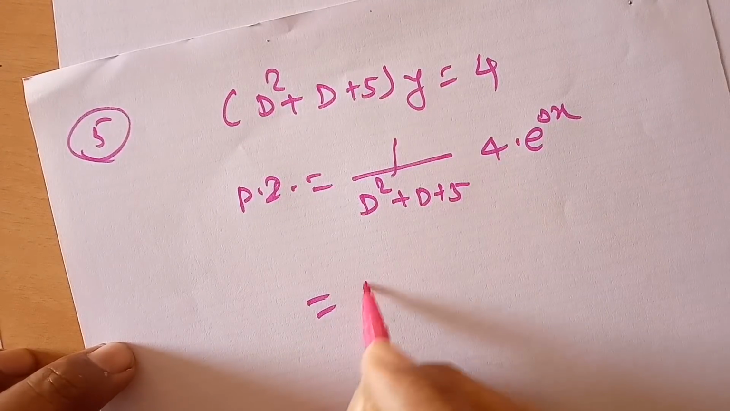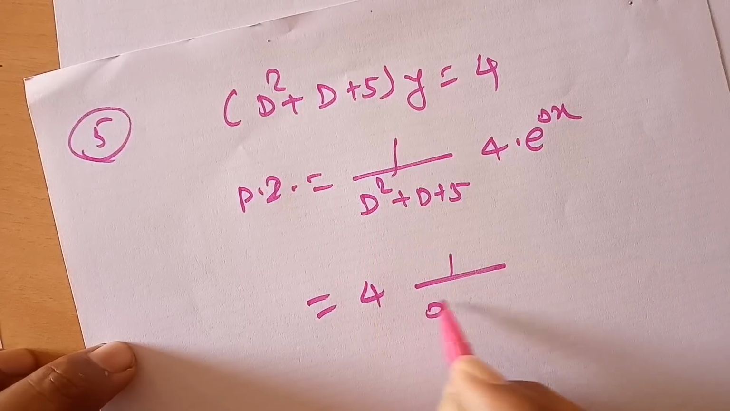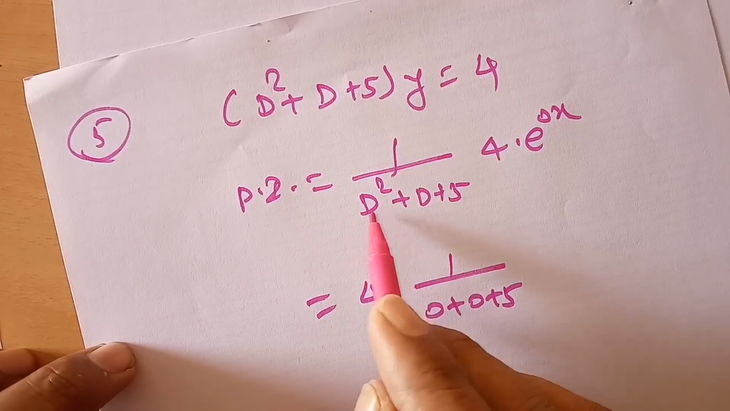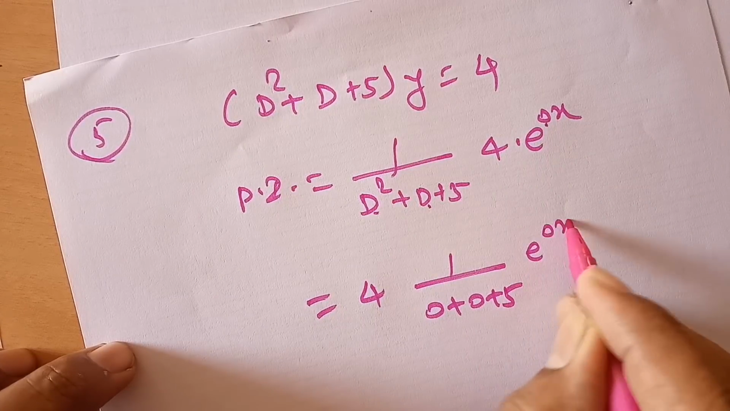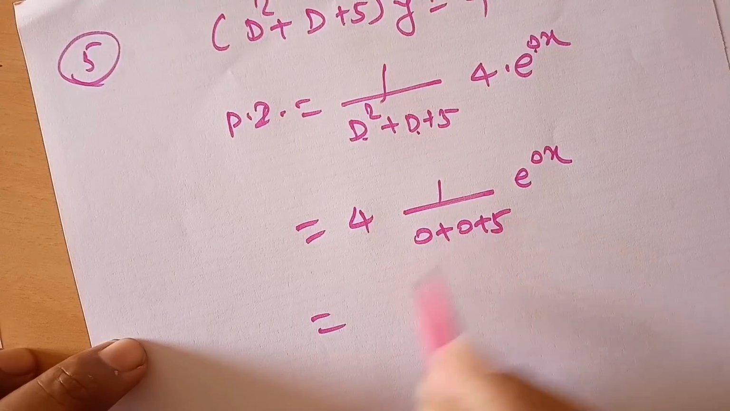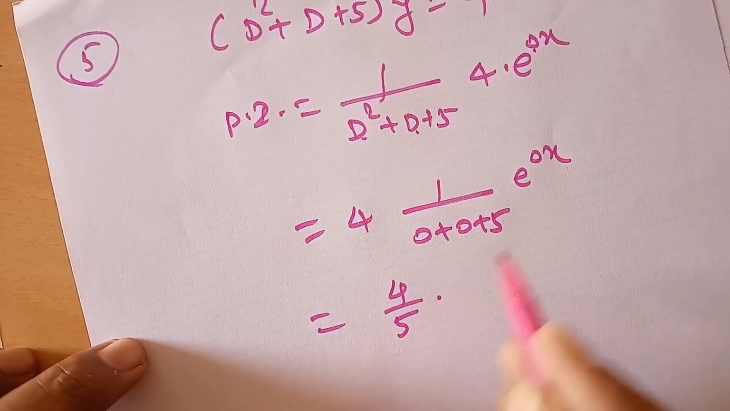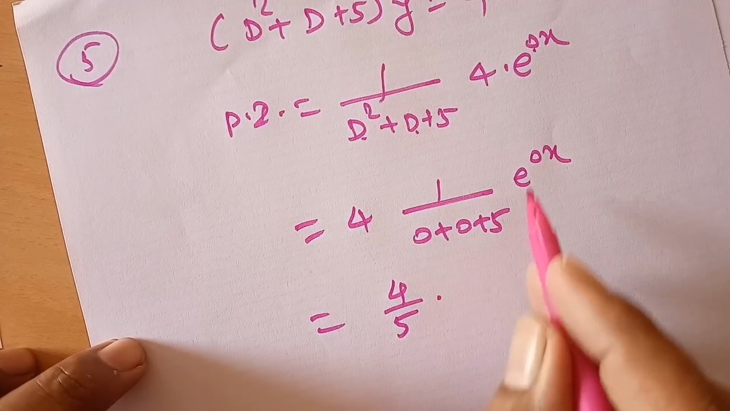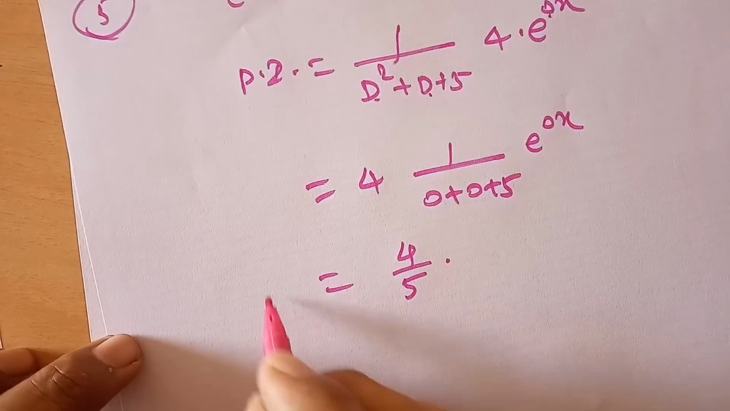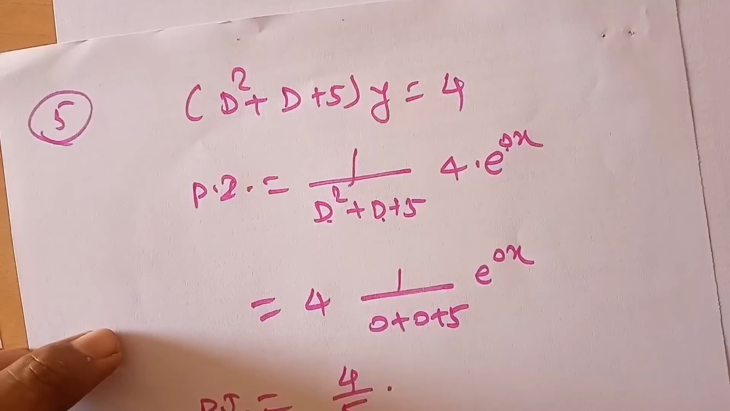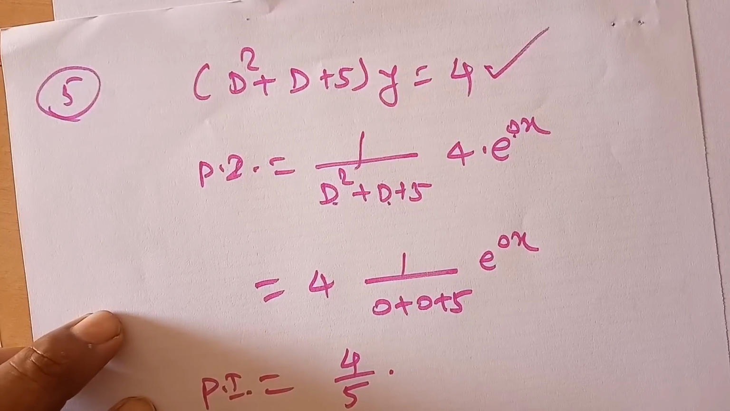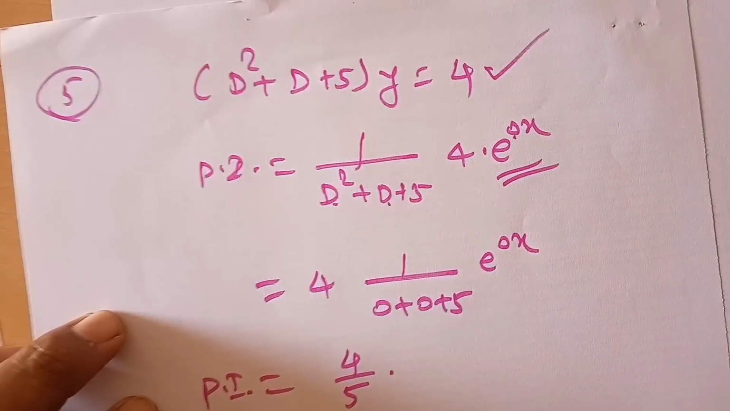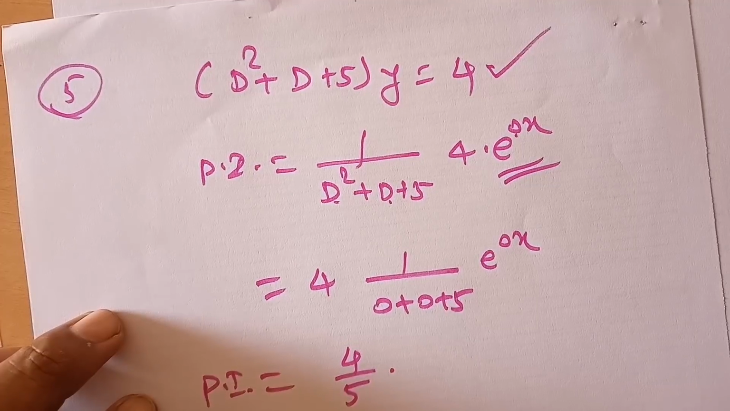This constant 4 we can take outside. This is 1 divided by (0 plus 5), because we have to replace D by a, which is 0, into e raised to 0x. And we are getting 5, that means 4 by 5 into e raised to 0x, where e raised to 0x is 1. This is our PI if our right hand side is a constant term. If it is a constant term, then we can write it directly in terms of an e raised to power function.